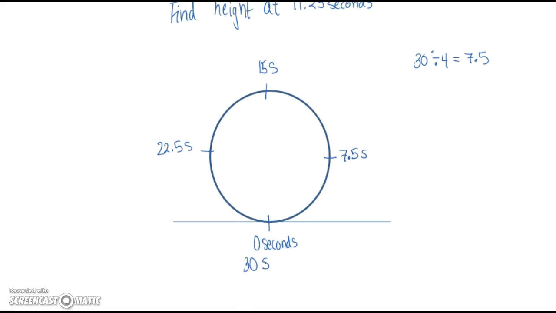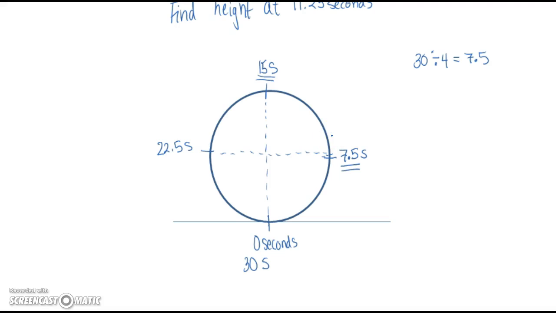Now we know 11.25 seconds is somewhere between 7.5 and 15. And we have to figure out exactly where it is because that's going to help us determine what kind of triangle we have to include in our picture. Is it a 30, 60, 90? Is it a 45, 45, 90? Well, let's consider some radii, or diameters rather, here.